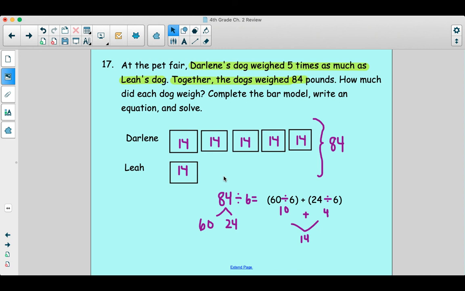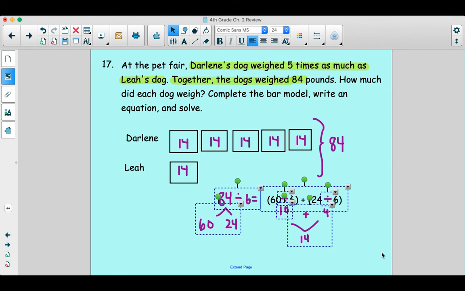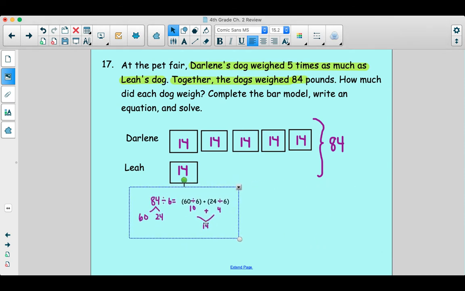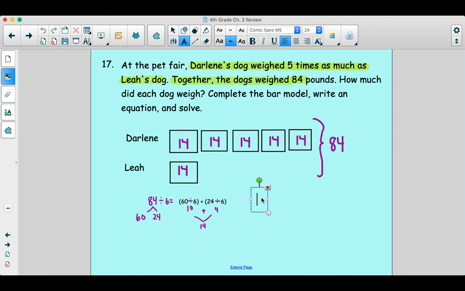so Darlene here, she's got some 14 pounds we've got to figure out times 5, right? So 14, let me shrink this down. 14 times 5, the same as 10 times 5 plus 4 times 5. Okay. Oh, there's Freckles again. Sorry. 10 times 5 is 50. Plus 4 times 5 is 20.